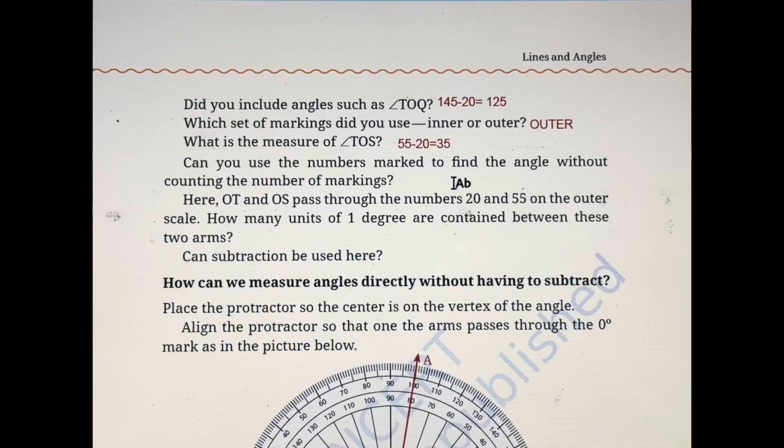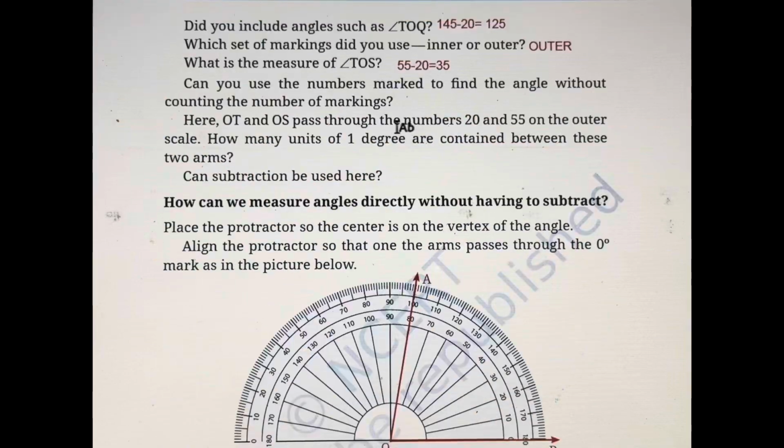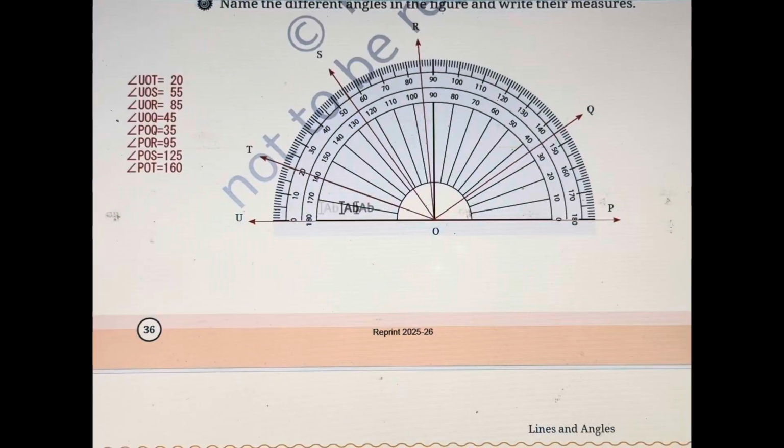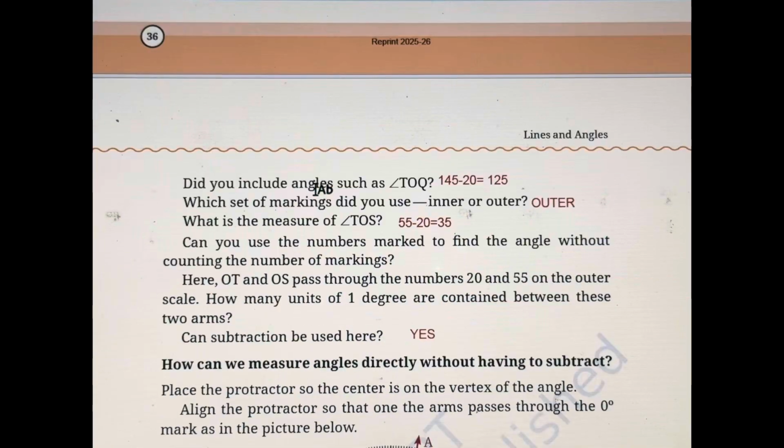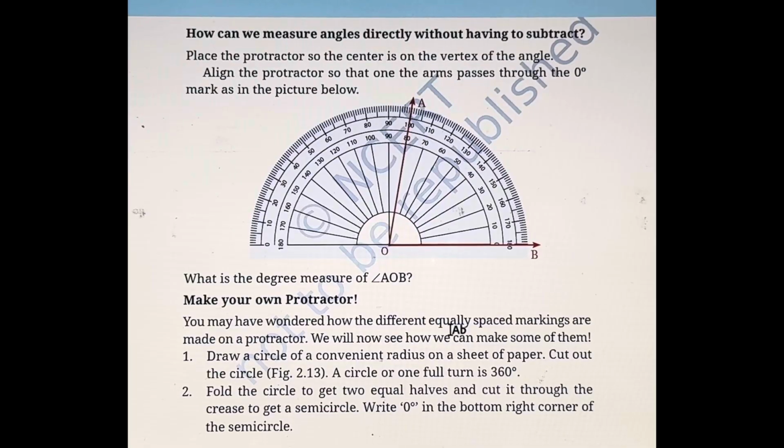So can you use the numbers marked to find the angle without counting the number of markings? Yes, we can use them without counting. We have the numbers, we can do that, and we can use subtraction, right? So they have explained it here, and they have asked a question, can subtraction be used? We already used subtraction, so we can write, yes, we can use subtraction. Here OT and OS pass through the numbers 20 and 55, I already explained. So you can subtract 55 minus 20, so the answer is 35 degree.